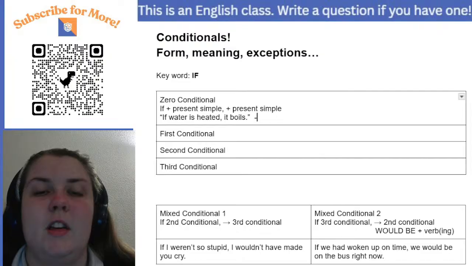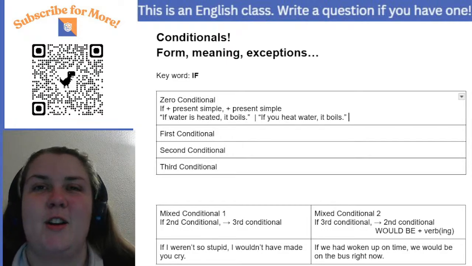Or even easier, people say this in a slightly different way. If you heat water, it boils. Sorry, I'm still thinking about the passive voice from the last class.